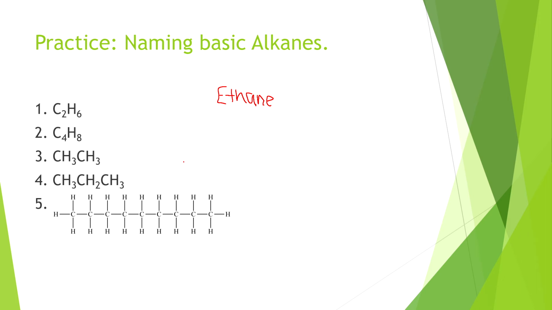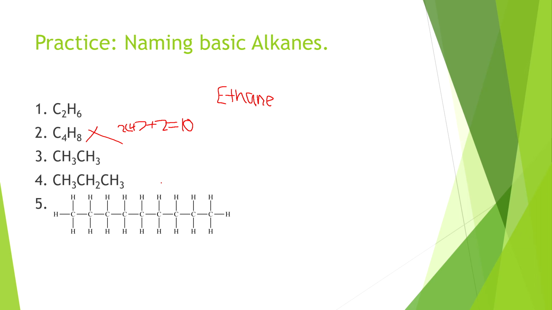Let's move on to the second one. Now we see that this has 4 carbons, so we know that the one with 4 carbons is called butane. But nope, this is not it, because the number of hydrogen atoms does not fit the formula. The number of hydrogen atoms we're expecting is 2 times 4 plus 2, which is 10, not 8. So this is not actually an alkane, so we can't name it as butane.